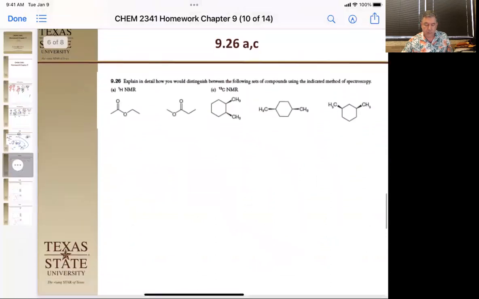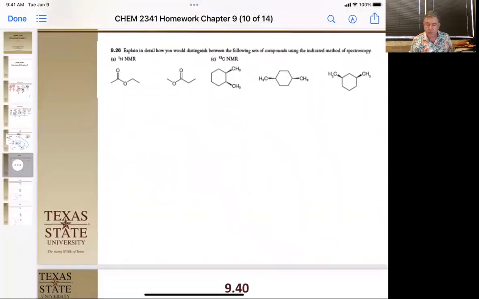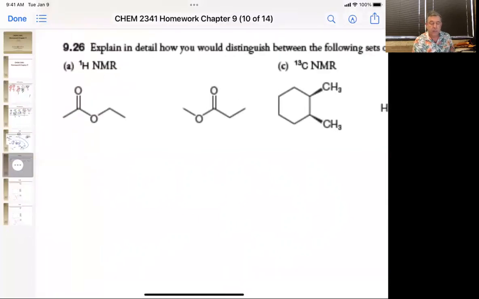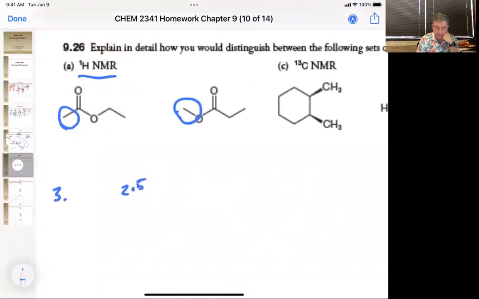All right, explain how you can tell the difference between these two using a spectroscopic method. All right, and so this one is proton NMR. Okay, so if we look at this, we're going to get a singlet here. And that singlet's going to be around 2.5. This singlet here is going to be around 3.